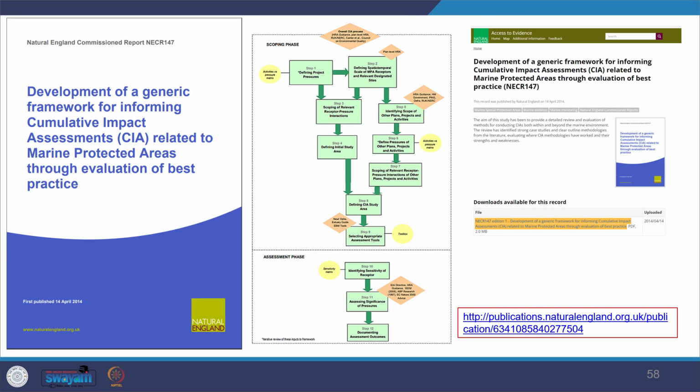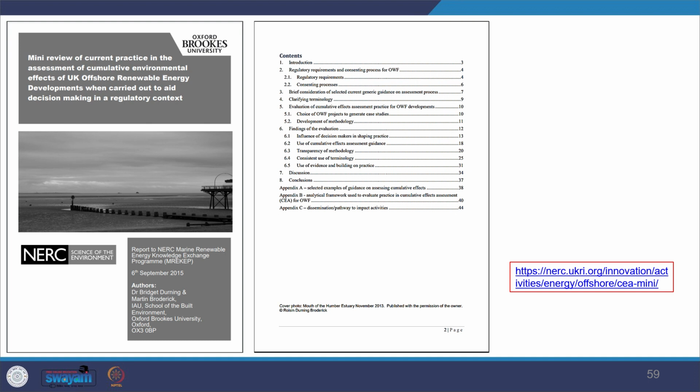Then you also see another guideline, which is by Natural England Commission. So you see development of a generic framework for informing cumulative assessment related to marine protected areas through evaluation of best practice. So you can also see how they give you the process, the entire process, and the details are given. And then there's another guideline you can see, a mini review of current practice and assessment of cumulative environmental effects of UK offshore renewable energy developments. And then you can see here that is also given.